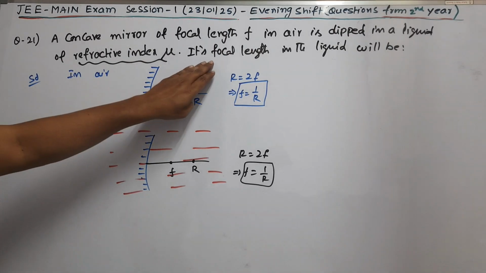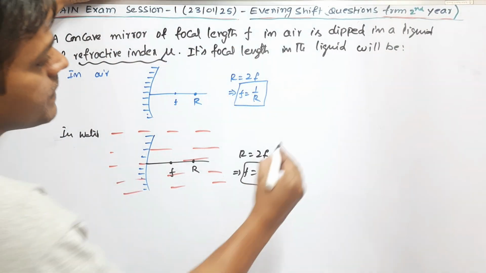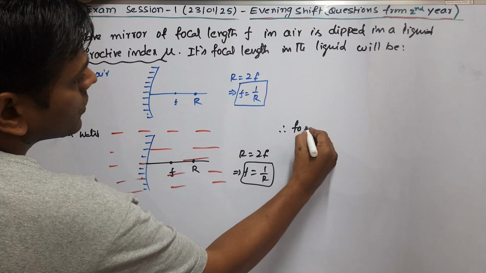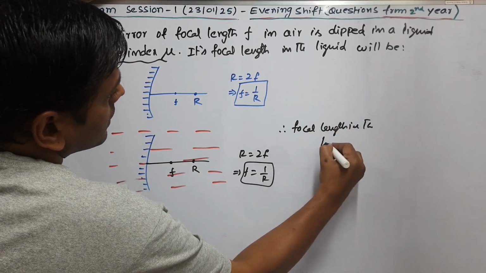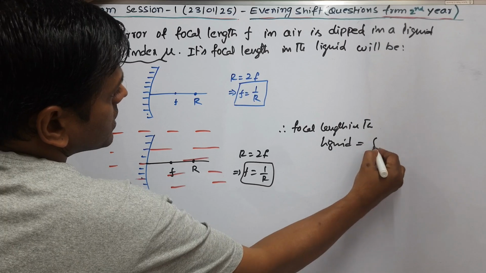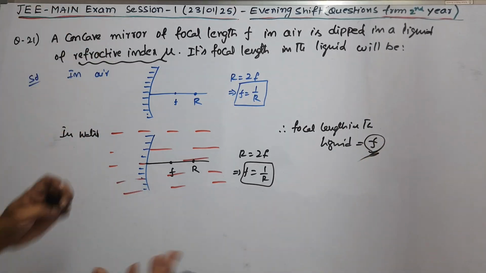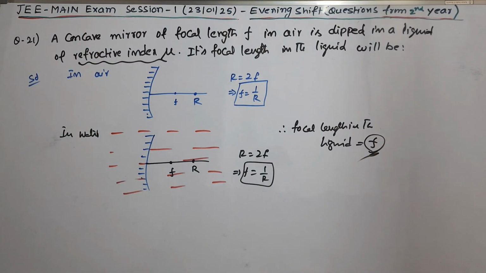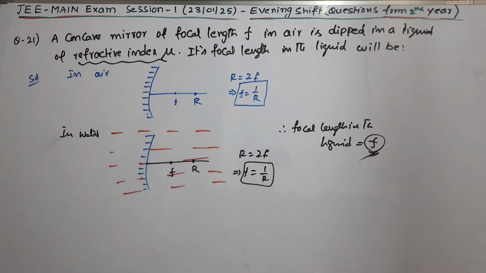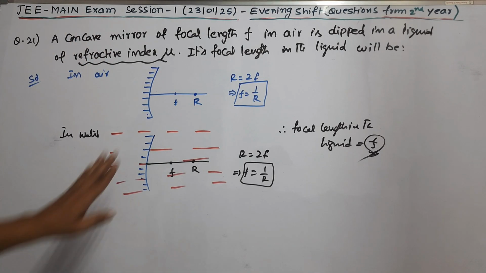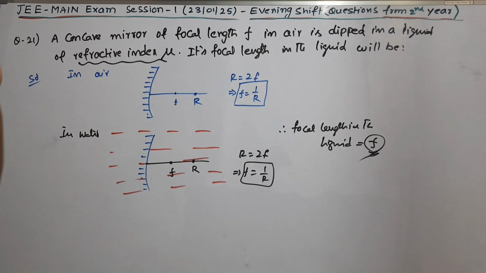So the focal length in the liquid is the same f. There is no change, because the focal length of a mirror does not depend on the medium. It depends only on its radius of curvature. That's it.